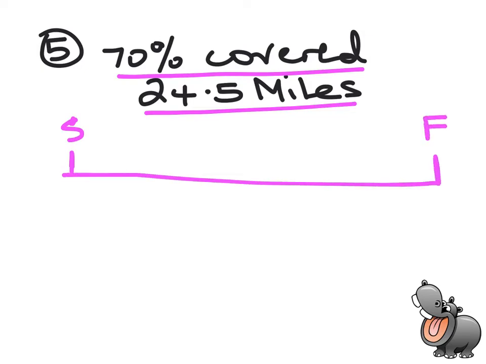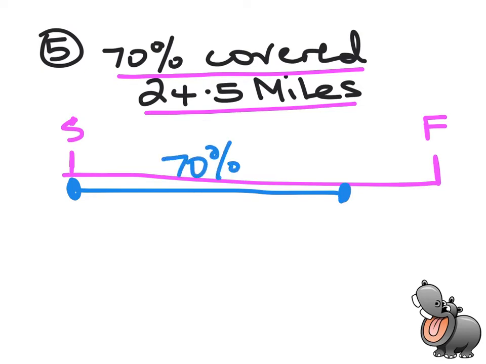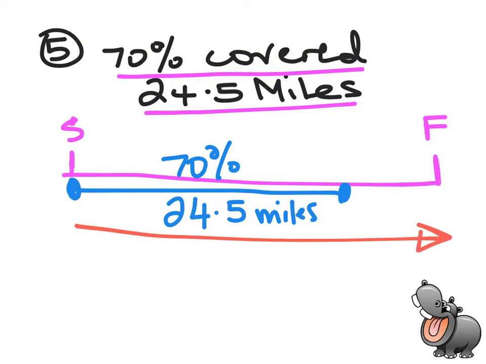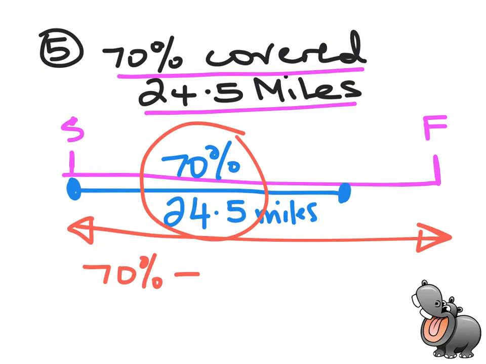Now Mr. West has covered 70% of that race, so he's done this amount. And that 70% equates to 24.5 miles. What we're interested in is how long is the whole race. So, if we know that 70% is 24.5, so 70% is equivalent to 24.5 miles.